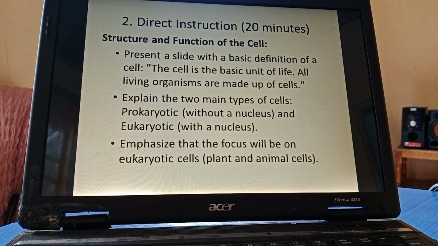Direct instruction will take 20 minutes, where you have now the structure and functions of the cell. Present a slide with the basic definition of a cell. For example, the cell is the basic unit of life. All living organisms are made up of cells. Explain two main types of cells, that is, the prokaryotic cells, cells without a nucleus, and the eukaryotic cells, cells with a nucleus.